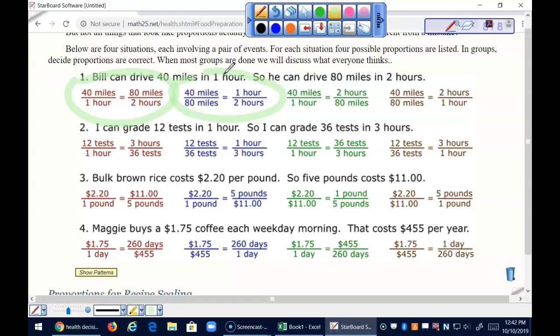It's not 40 over 1 equals 2 over 80. Yeah, 40 over 1 we can turn into 40. Any number over 1 is itself. And 2 over 80, I might not know what that is in my head, but it's not 40.